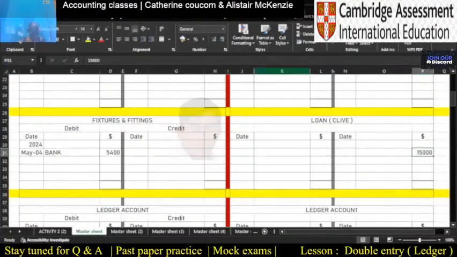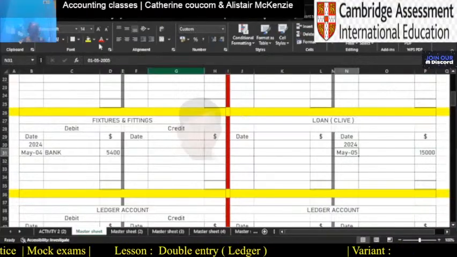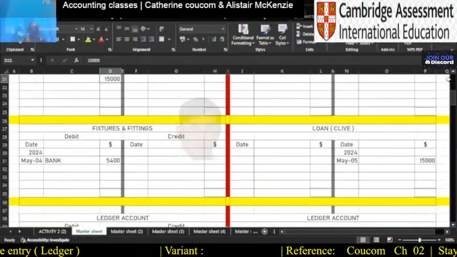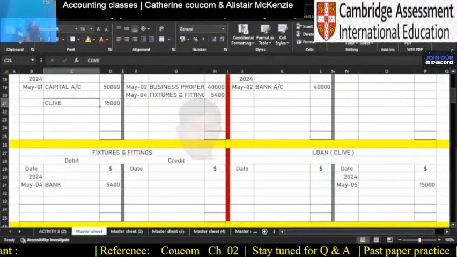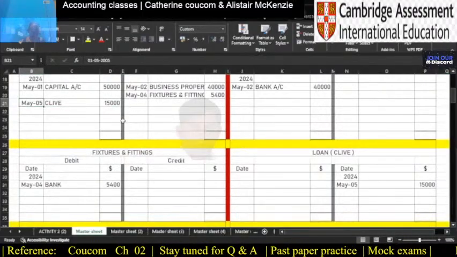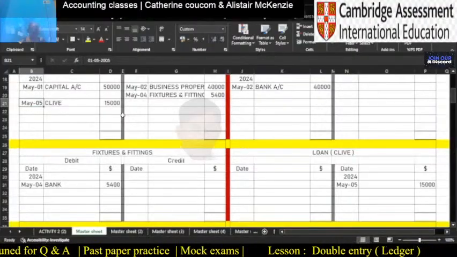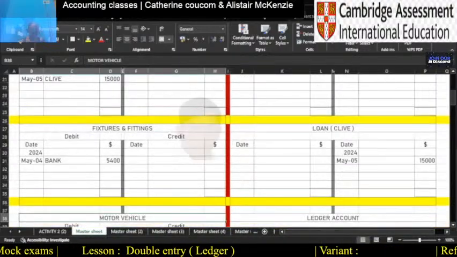Clive is giving. So what date? May 5th, 2024. What mode? It has been paid to the bank. The bank has received $15,000. Who has given? Clive has given $15,000. So we have to complete the entry.